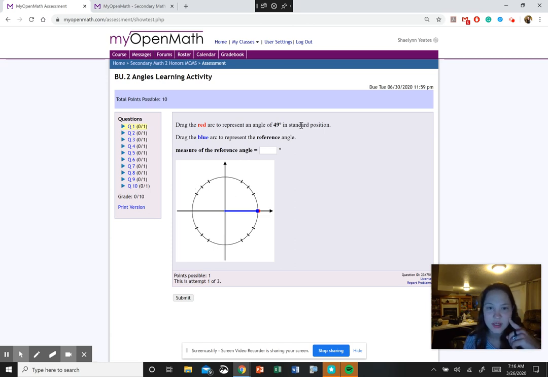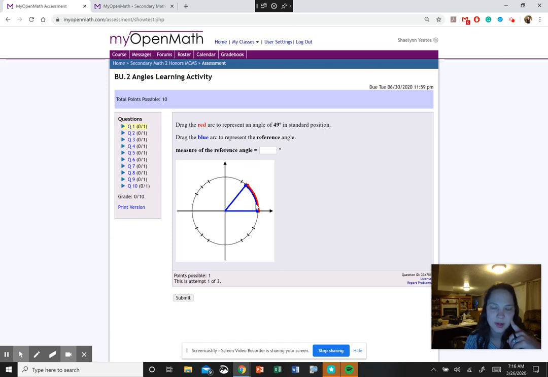So right here, it's 49 degrees in standard position. So 49 degrees would be, is that the red one? Nope, that's the blue one. Okay, so 49 degrees would be a little bit past 45, right? It'd be like there-ish. Okay, and then my reference angle in this quadrant is going to be about here.